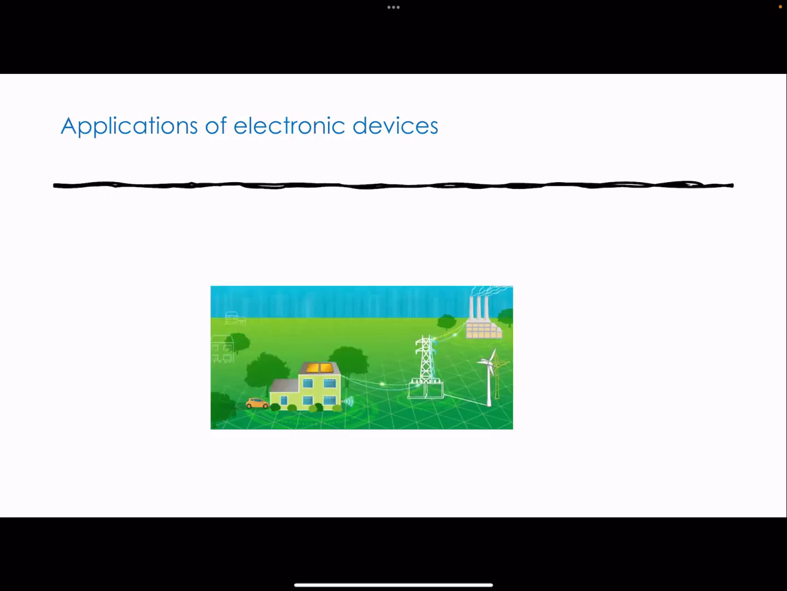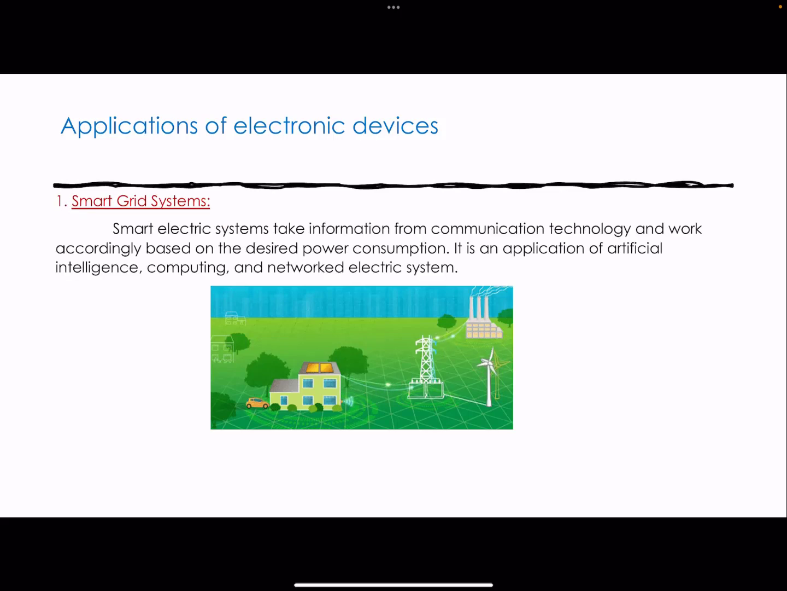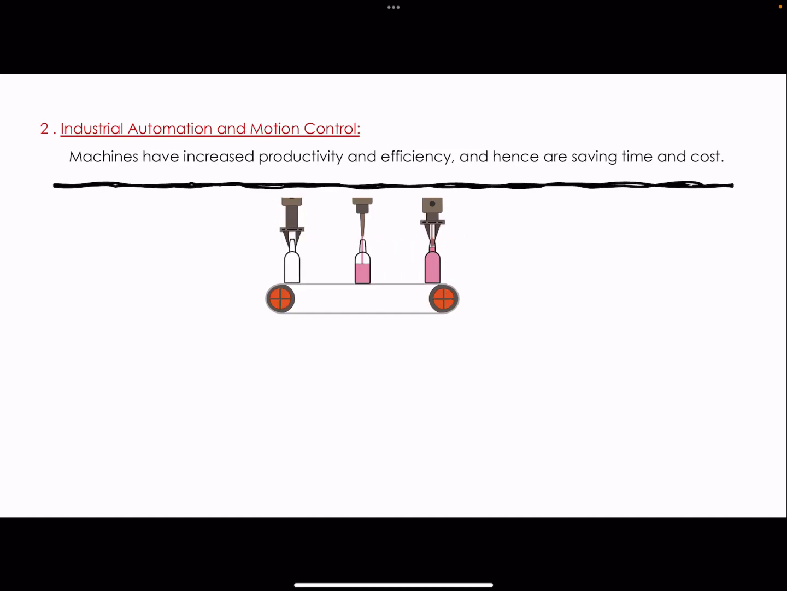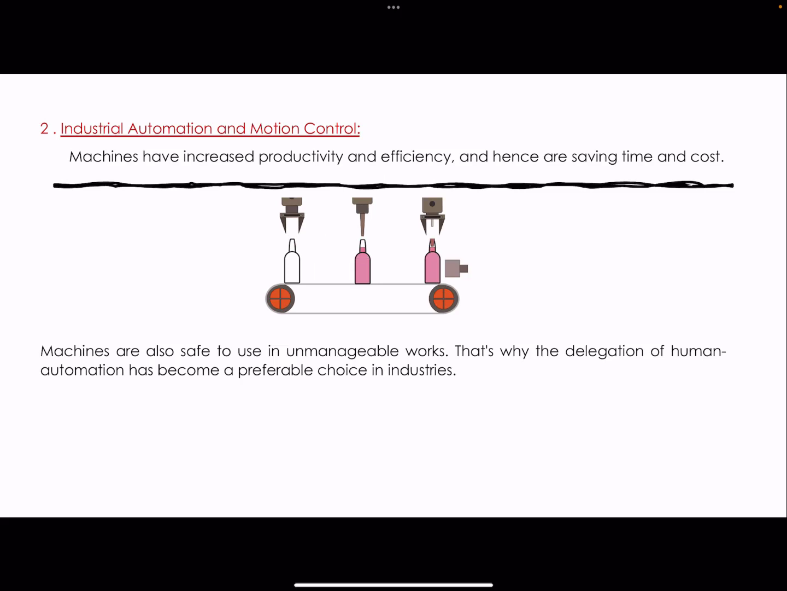Next, let us see some of the applications of these electronic devices. The first one is the smart grid system. The smart electric systems take information from the communication technology and work accordingly based on the desired power consumption. And it is an application of the artificial intelligence, computing and network electric system. These smart meters are the best examples of the smart grid system, and they have the interactive sensors. The second example is the industrial automation and the motion control. The machines have increased productivity and efficiency and hence are saving time and the cost. So the machines are also safe to use in the unmanageable works. That's why the delegation of human automation has become a preferable choice in industries.